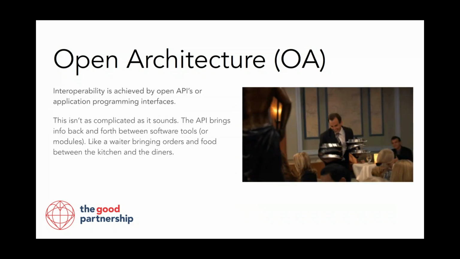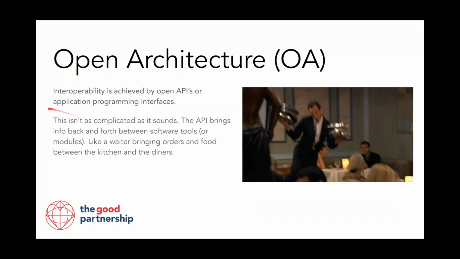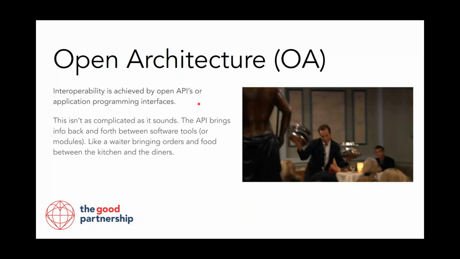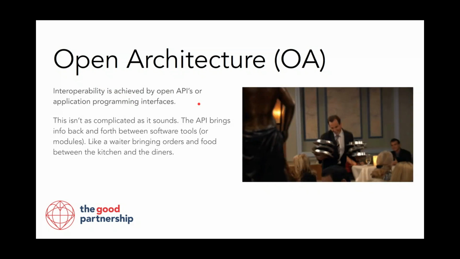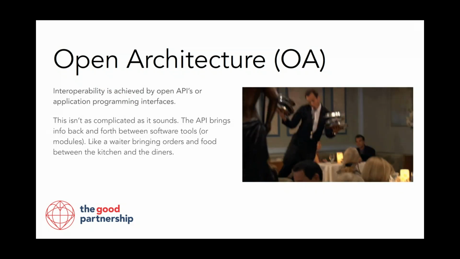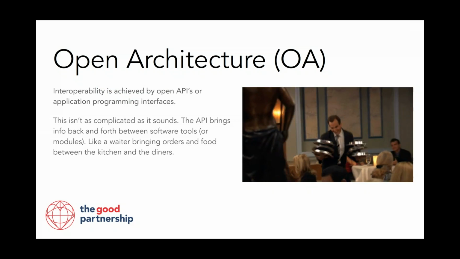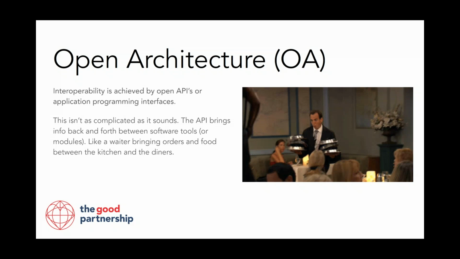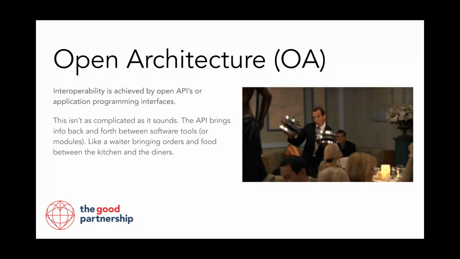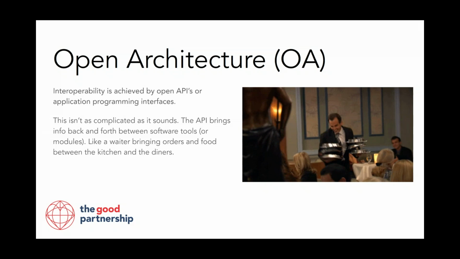The way that interoperability is achieved is by an API. An API is an application programming interface. I can feel some of your eyes glazing over right now. It sounds like it's becoming very, very technical. It's really not very technical. An API is simply something that allows information to go back and forth between software tools or modules.